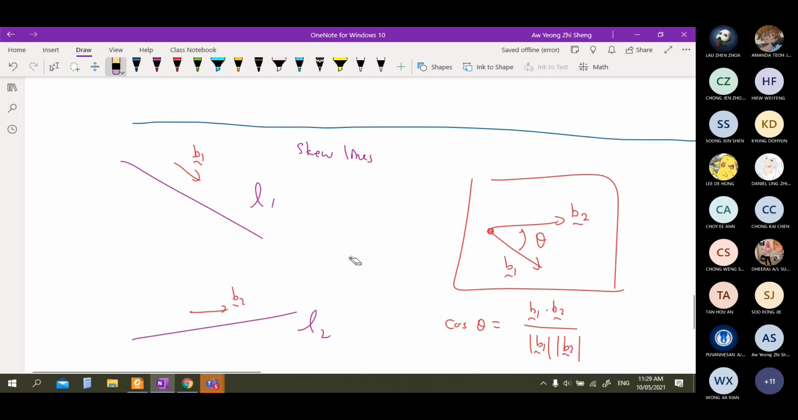However, because the direction vector is not unique, my B2 could be pointing the other way. It's possible. So if my B2 points the other way, then the angle between B1 and B2 will become this big angle here. My theta could be here, and if the theta is here, then it becomes obtuse if you calculate it using the usual way.